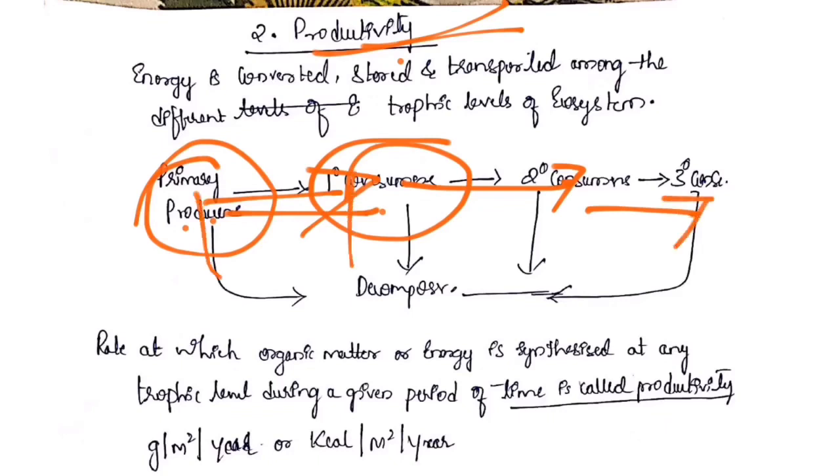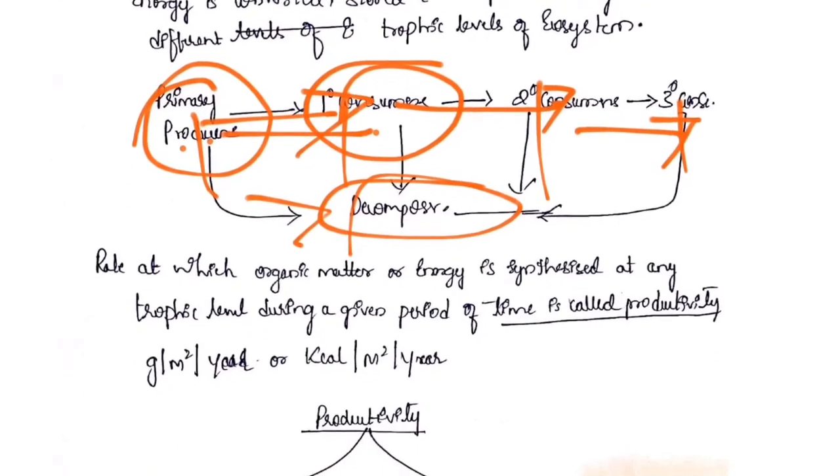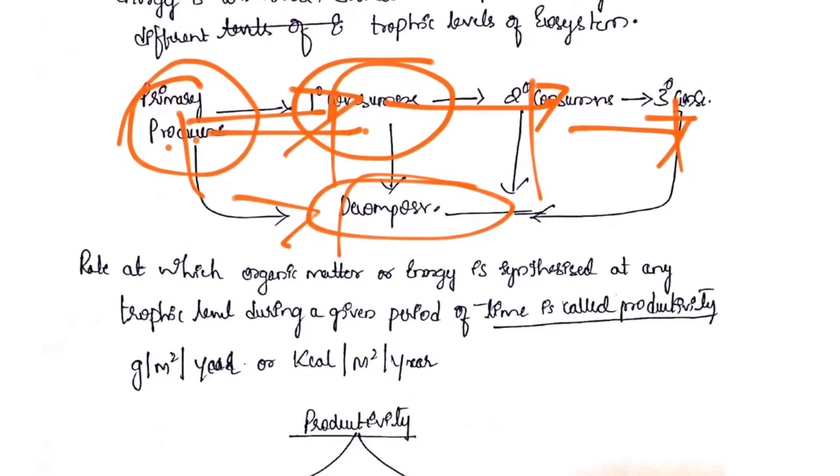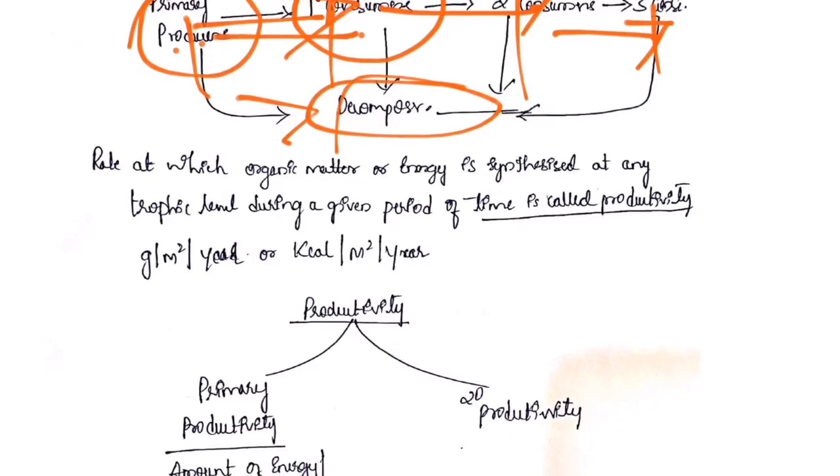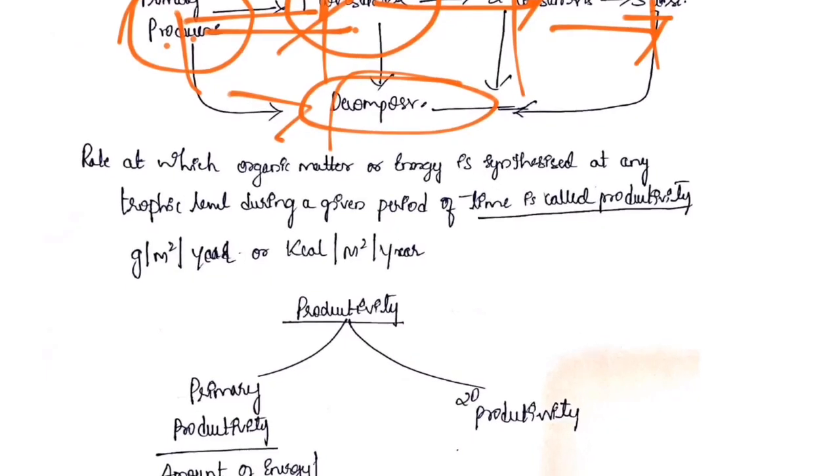When any organism dies, it is attacked by the decomposers. So the energy keeps on changing. The energy which is converted, stored and transferred among the different trophic levels of the ecosystem is called productivity.